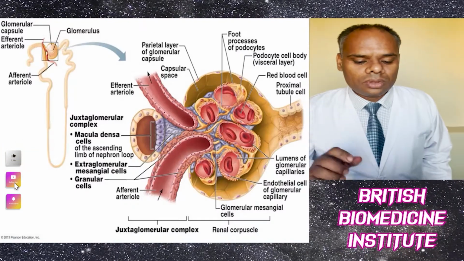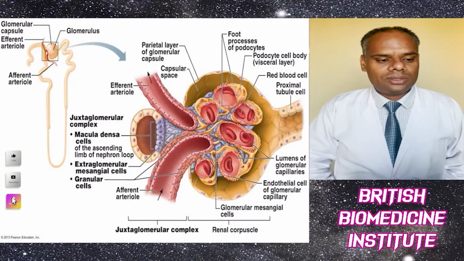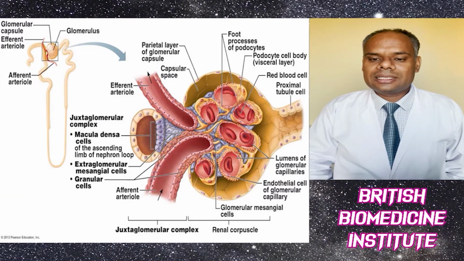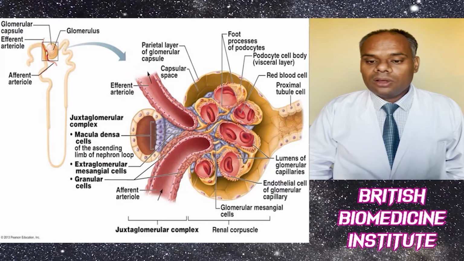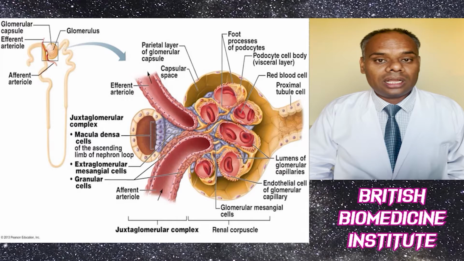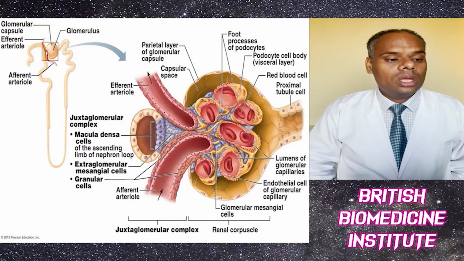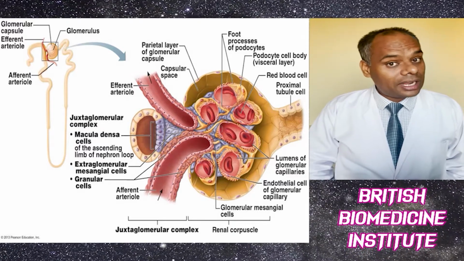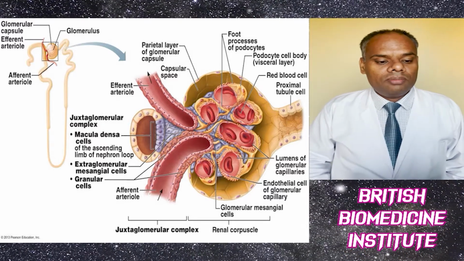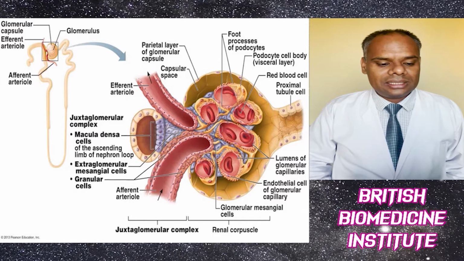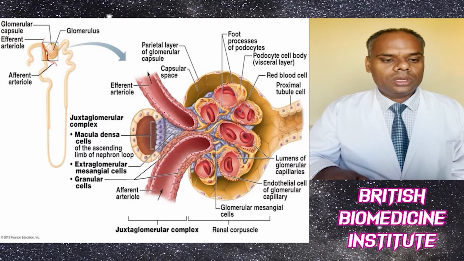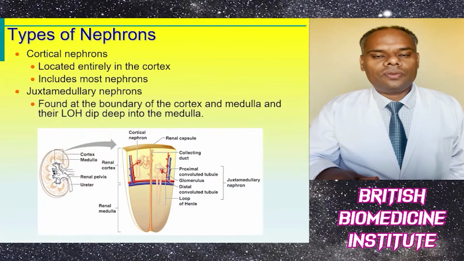So this is a diagram of your juxtaglomerular complex, where the foot processes of podocytes of the visceral layer, proximal tubule cells, and glomerular mesangial cells are clearly visible, along with your glomerular capsule, afferent and efferent arterioles, and the macula densa cells and granular cells in this diagram. So now comes the types of nephrons.